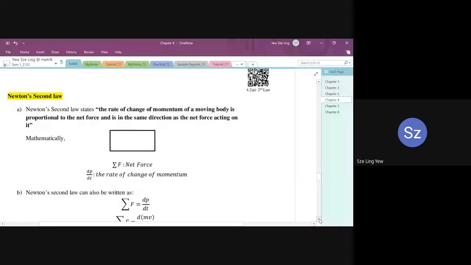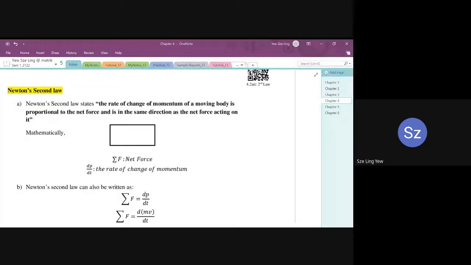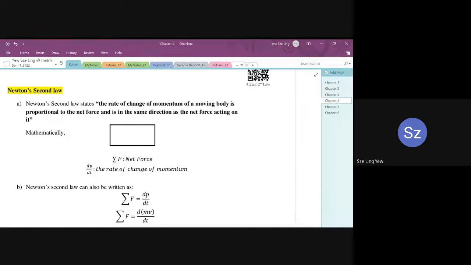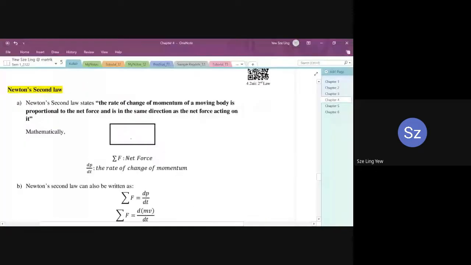Newton's second law tells us that the rate of change of momentum of a moving body is proportional to the net force, and is in the same direction as the net force acting on it. So rate of change of momentum, that is dp over dt. Whenever you have the term rate, it means something divided by time. So rate of change of momentum is momentum divided by time. It's proportional to net force.